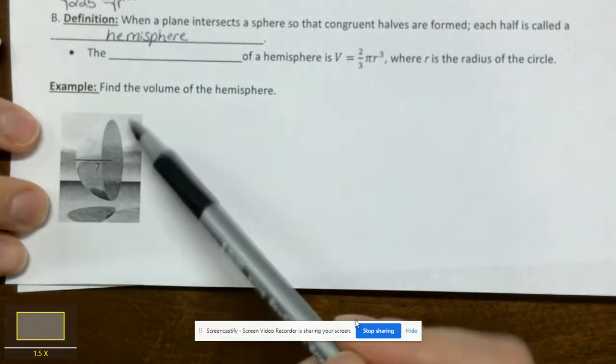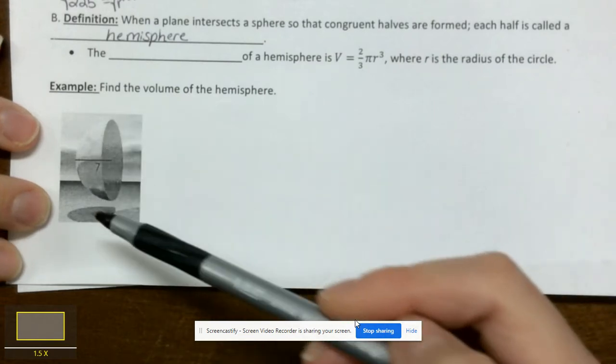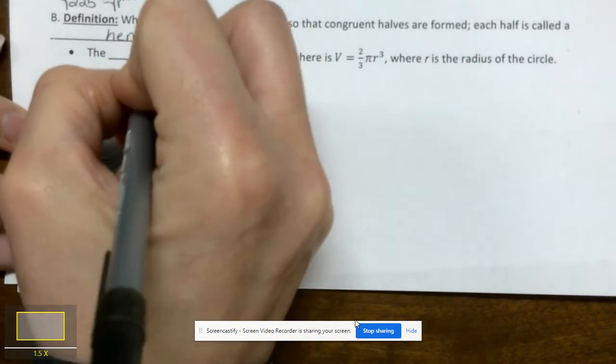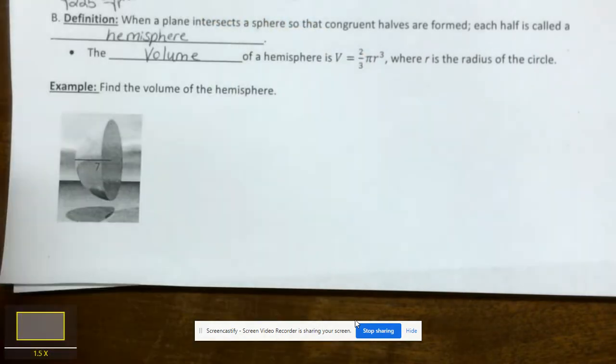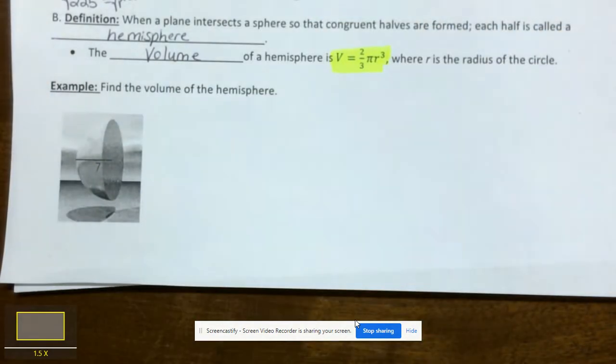It's kind of like this picture down here. You can see that we've got half of a sphere. We don't have the whole thing, we just have half of it. So the volume of a hemisphere is V equals 2/3 pi r cubed. V equals 2/3 pi r cubed, okay?